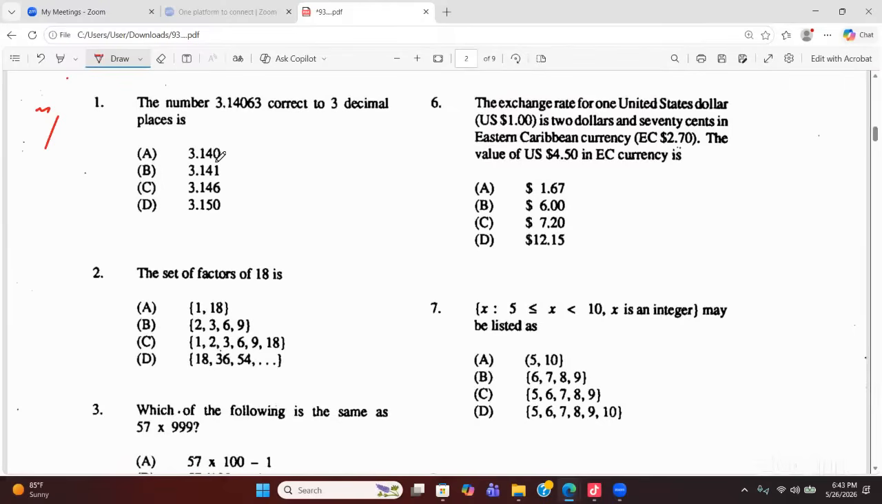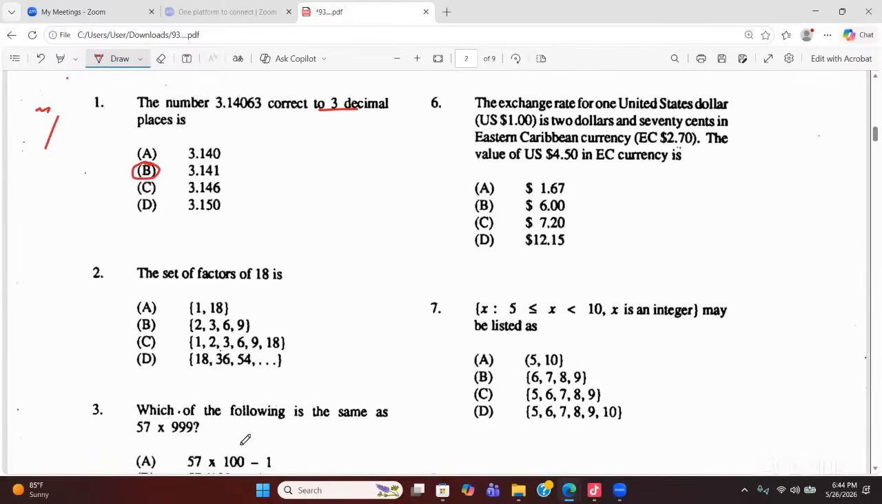All right, so number one, it says the number 3.14063 correct to three decimal places. This question has been coming for years. And this one, correct to three decimal places, we already know the answer is B. The only thing they do with this question is to move where it is. Sometimes it's at C, other times it's at B, so on. But this one is very straightforward. But the questions we're going to go through, we're going to realize most of them are kind of different. Understand it's from a different paper, from a different timeline. But these are very good questions nonetheless.